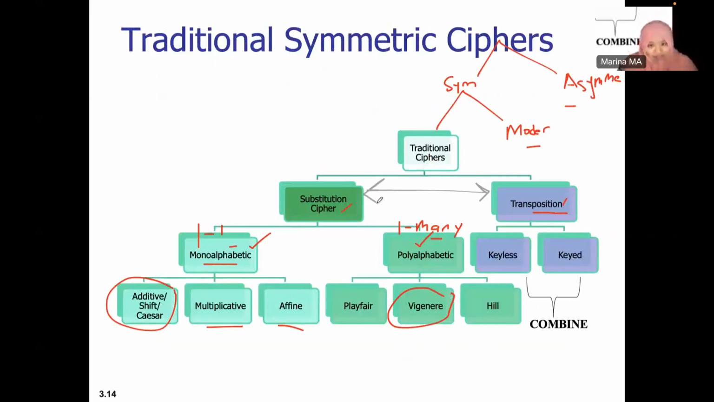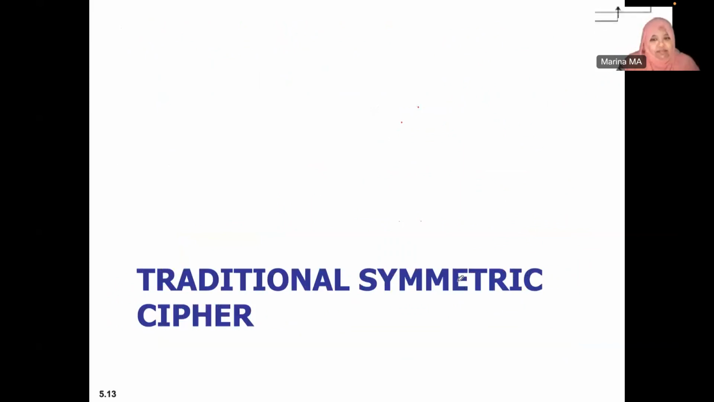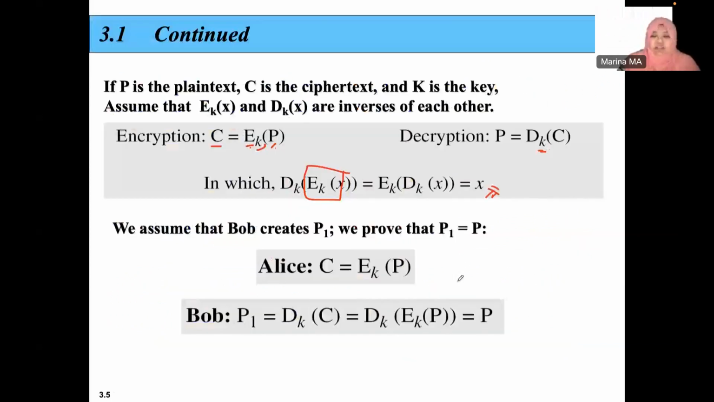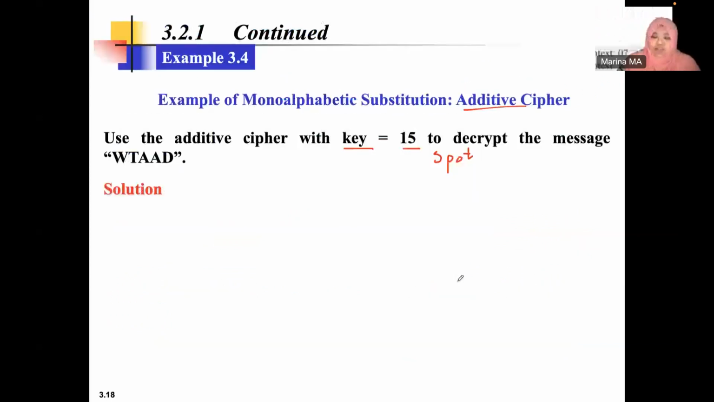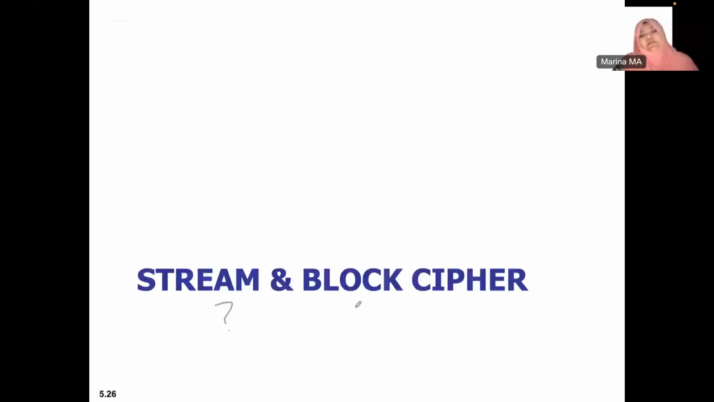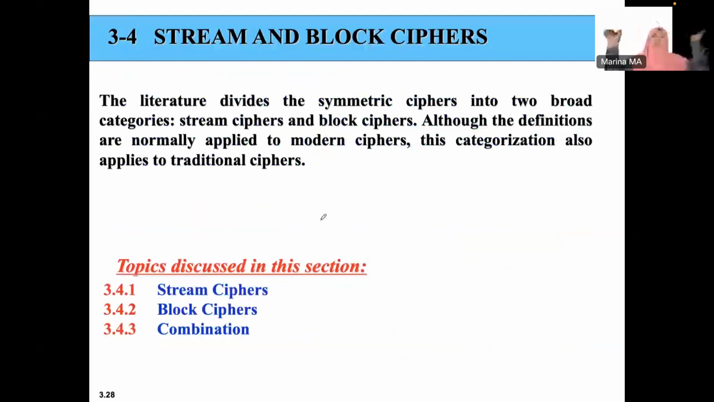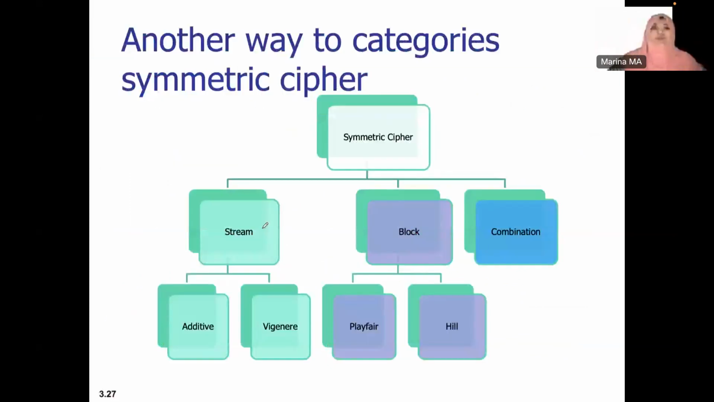Another way to categorize these types of cipher is not under transposition or substitution, but whether they are stream cipher or block cipher. So what is stream cipher? What is block cipher? First, stream. What is stream? Water stream. Continuous, isn't it? But block, what is block? First block, second block. Block is block by block. One block, two block.